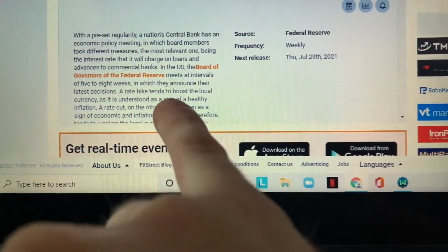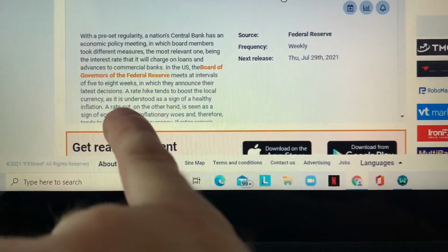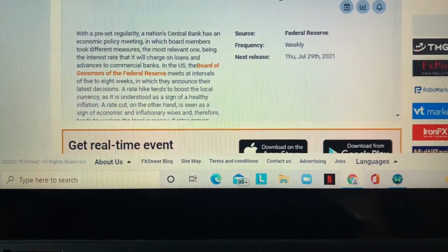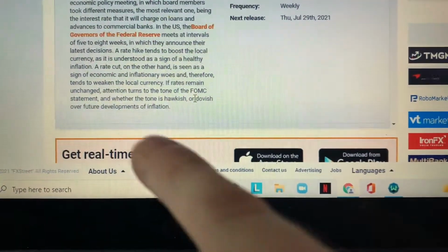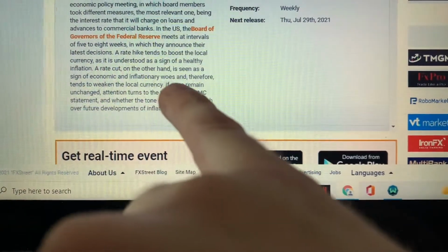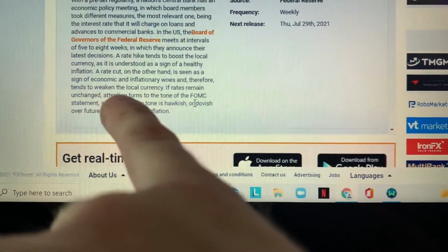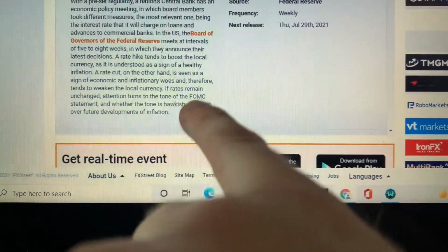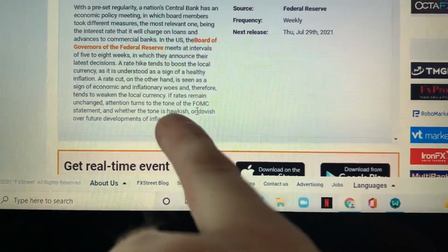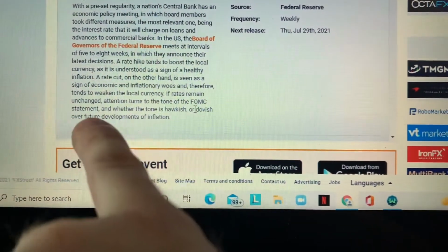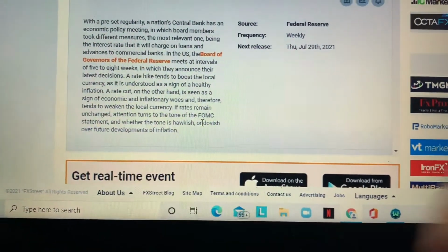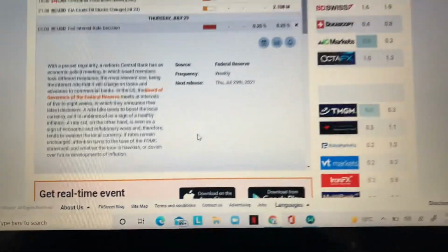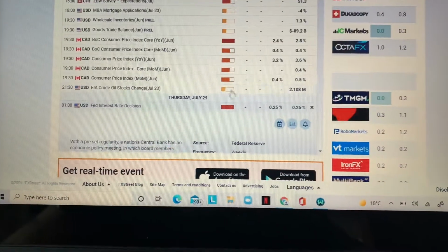A rate hike tends to boost the local currency as it's understood as a sign of healthy inflation. A rate cut, on the other hand, is seen as a sign of economic and inflationary woes, and therefore tends to weaken the local currency. If rates remain unchanged, attention turns to the tone. So you can see what that means, and you can click on any of them.